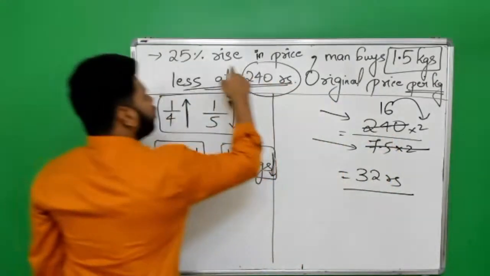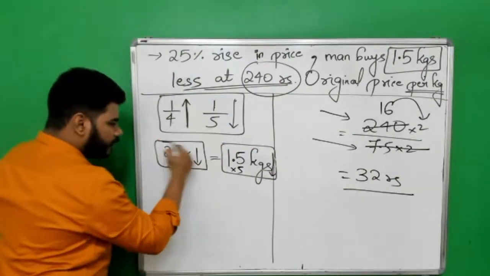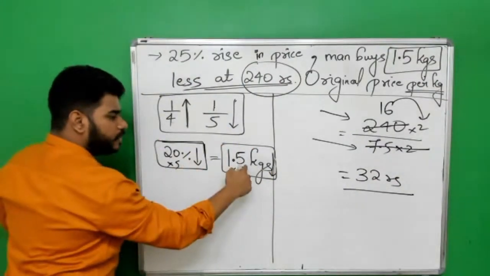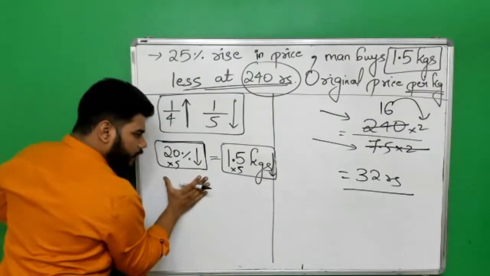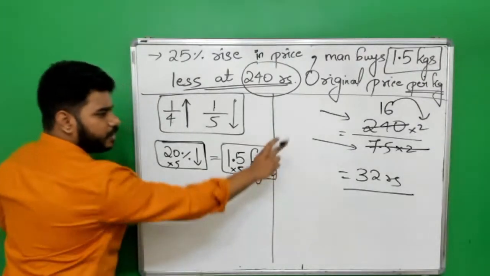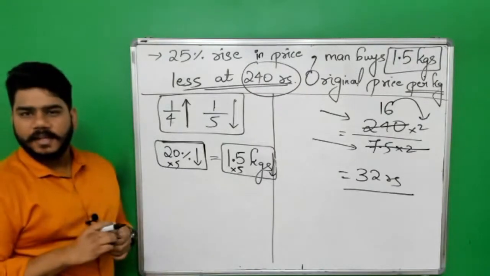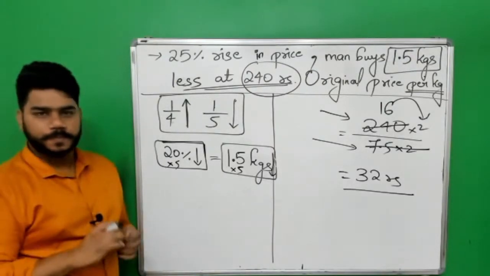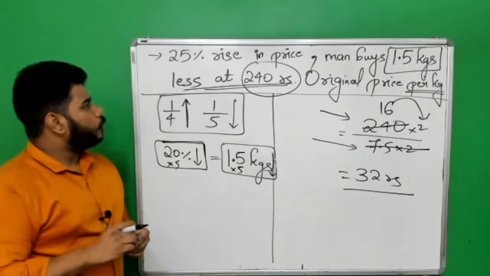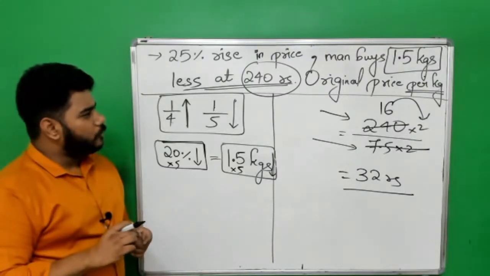And then what I'm doing, 25% increase means I have to decrease by 20%. And this 20% is 1.5 kg. So 100% of grapes, or total grapes, is nothing but 7.5 kg. So the answer is 240 by 7.5. That is nothing but 32 rupees per kg. Clear? Can I do this in a faster way or a different way?